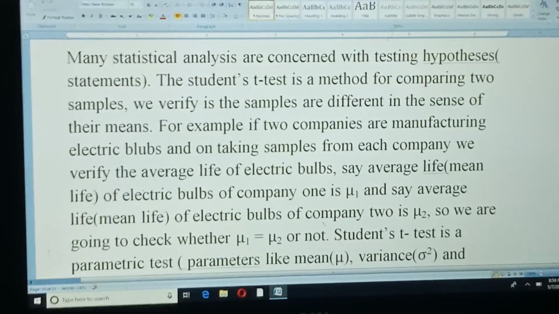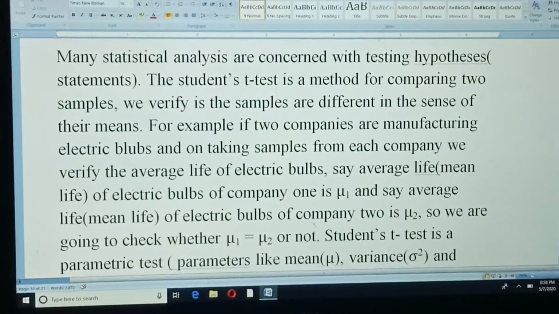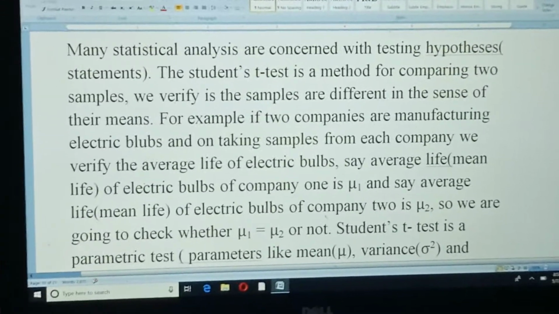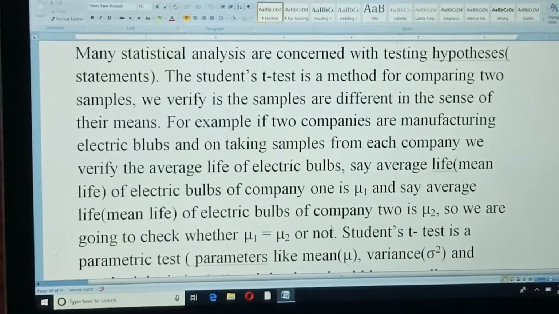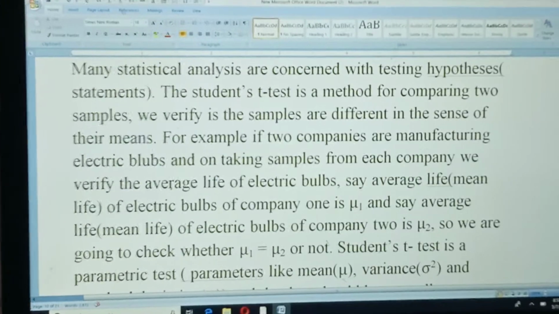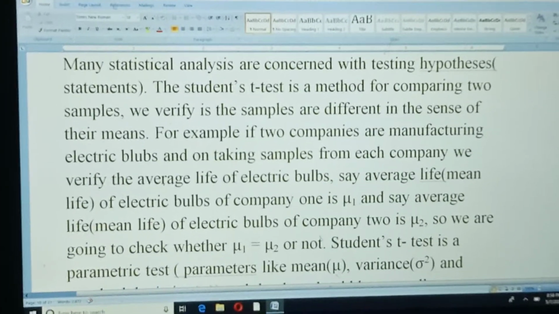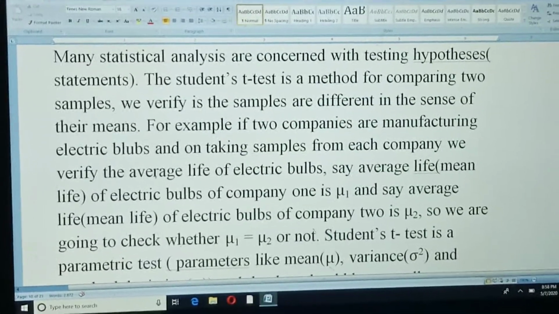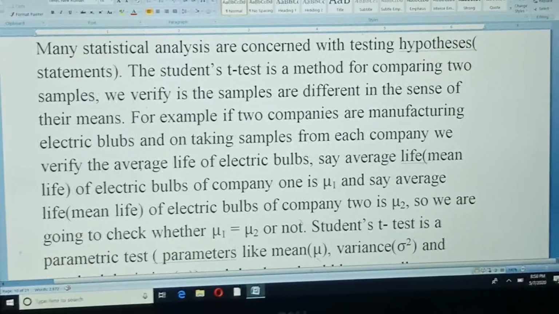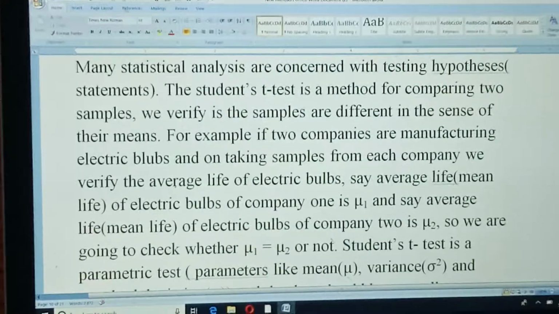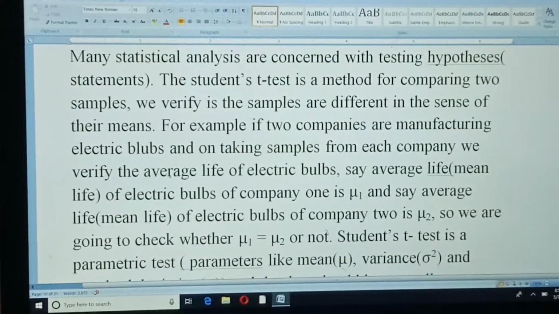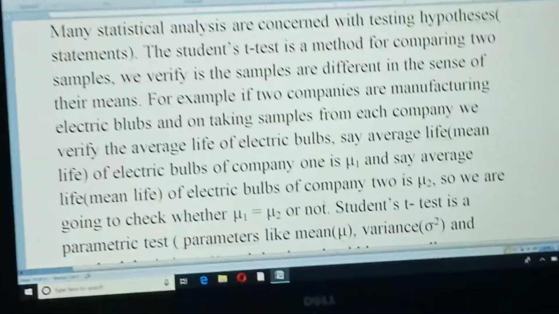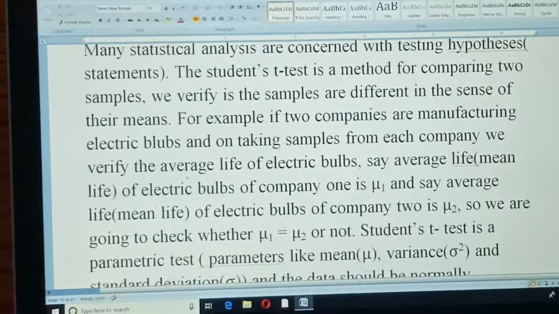The most useful t-test is the student's t-test, and this is a method for comparing two samples. If we verify that the samples are different in the sense of their means, then we usually consider the student's t-test method. For example, if two companies are manufacturing electrical bulbs, and on taking samples from each company, we verify the average life of electric bulbs.